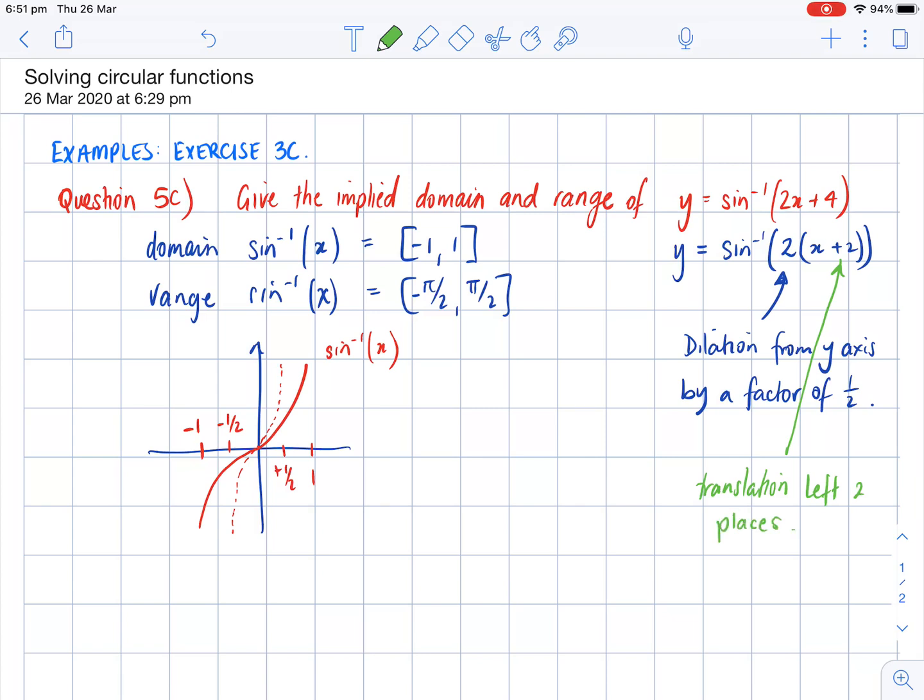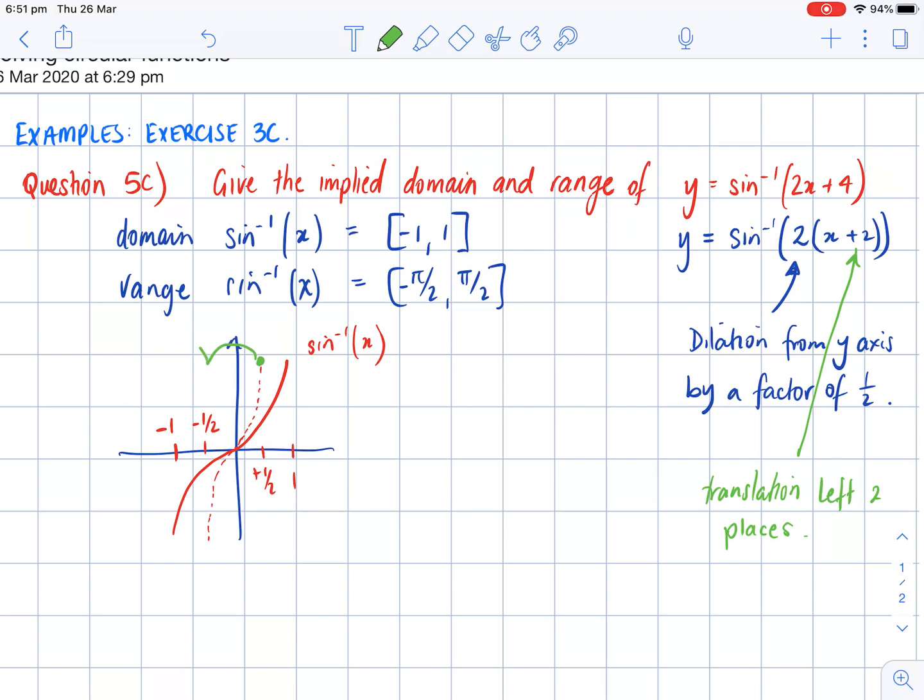So if we go back over to a quick sketch, this point here is at 1/2. It's going to go over 2 places, which takes it to negative 3/2. This point at negative 1/2 goes over 2 places, which is going to take it to negative 5/2.